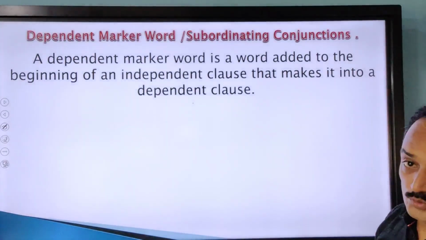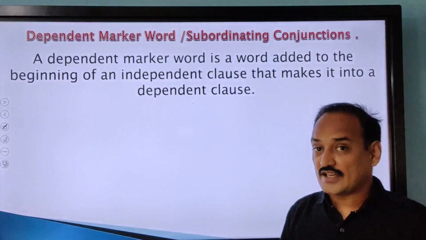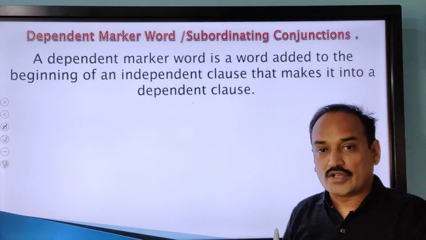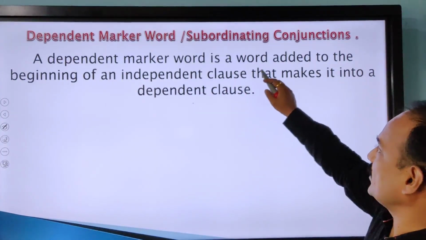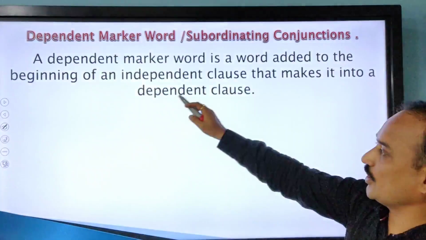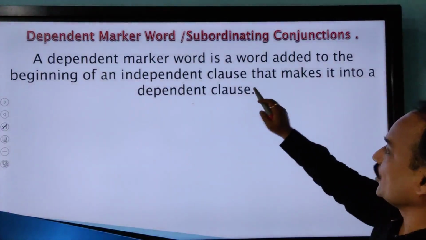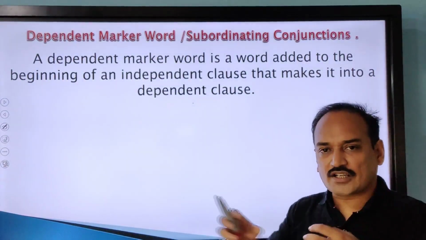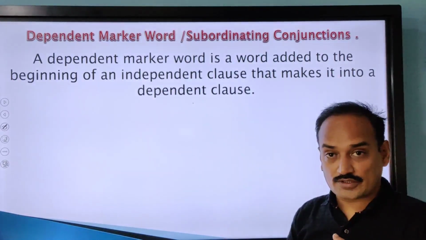Dependent marker words are to be known the way I told you about. And boys, in that same way here also a few coordinating words, conjunctions, are there, and those must be known to you. The dependent marker word is a word added to the beginning of the independent clause that makes it into a dependent clause. If you separate that particular marker word, then possibly it may turn out to be an independent clause.